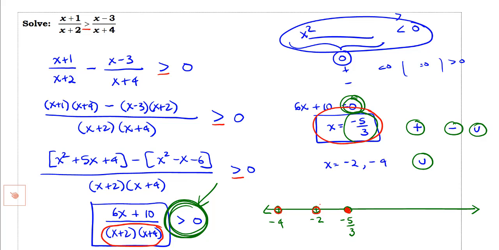So, I have eliminated when it's 0. I have eliminated when it's undefined. What's left? Positive or negative? We're going to do the same thing we did yesterday.